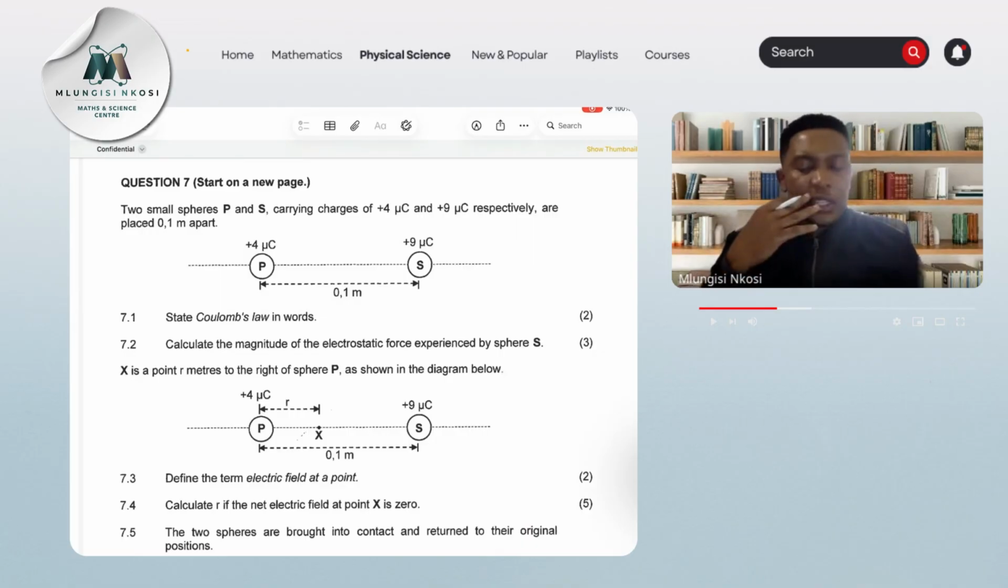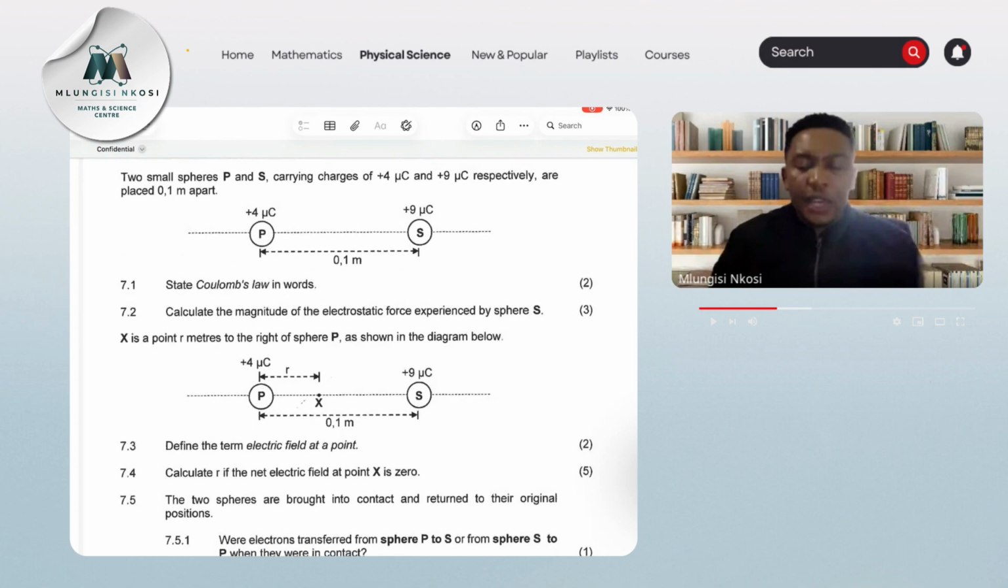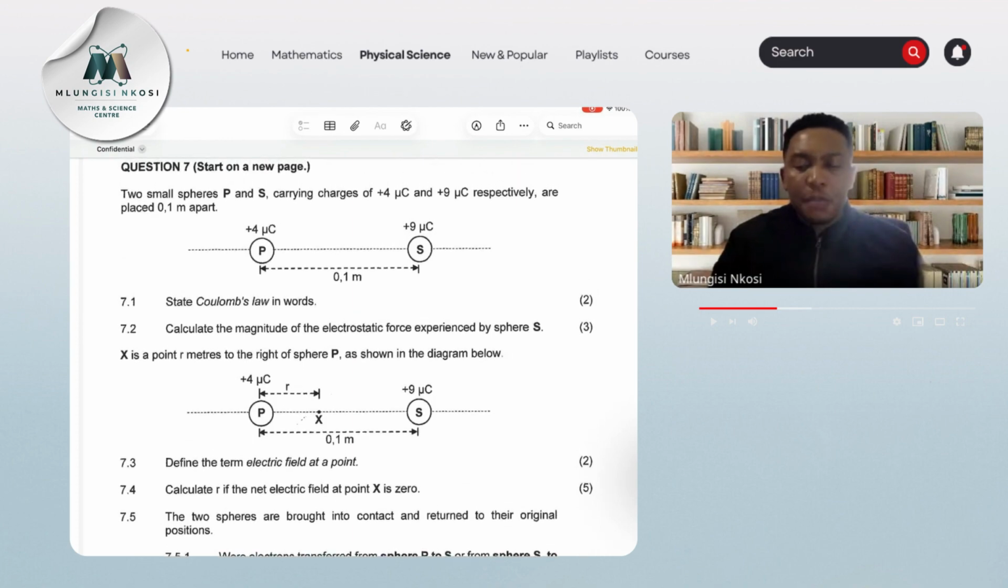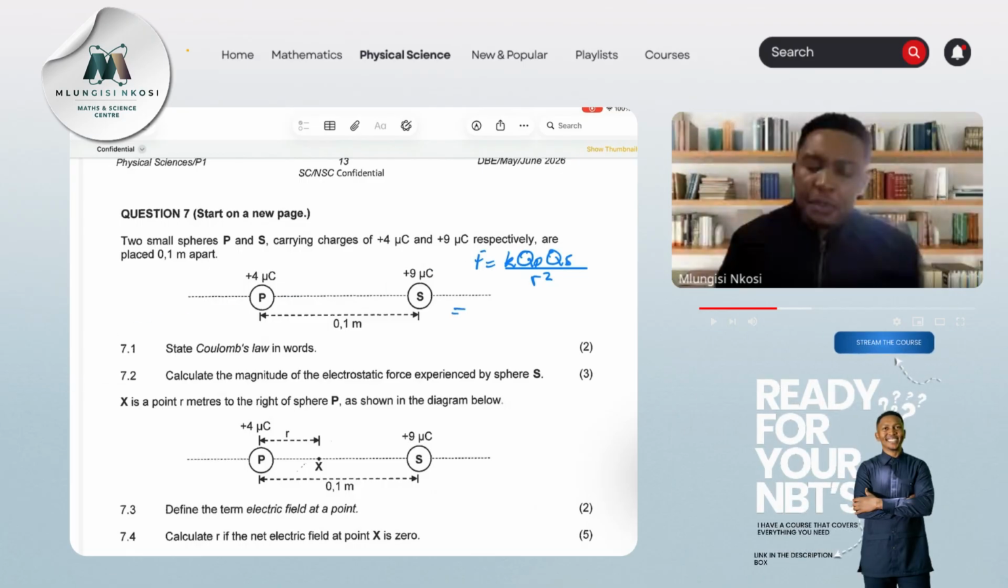They say state Coulomb's law in words. Of course, you're going to state that, but let's go to the next question. They say calculate the magnitude of the electrostatic force experienced by sphere S. In this case, we know that the electrostatic force is directly proportional to the charge on both P and S, inversely proportional to the square of that distance apart. That's quite a straightforward question, just straightforward substitution, and so we're not going to waste time on that.